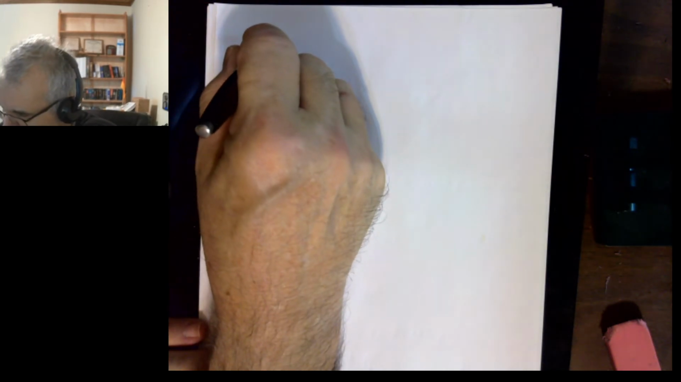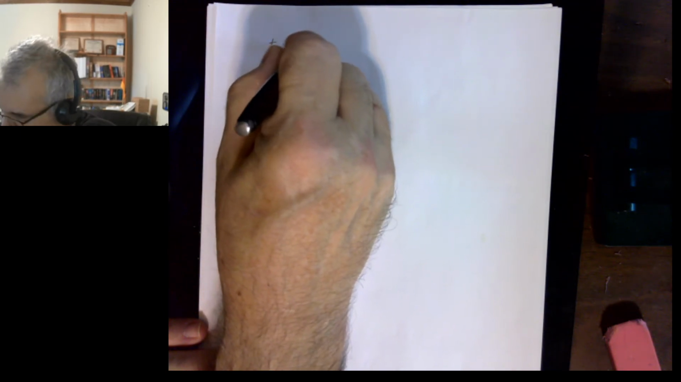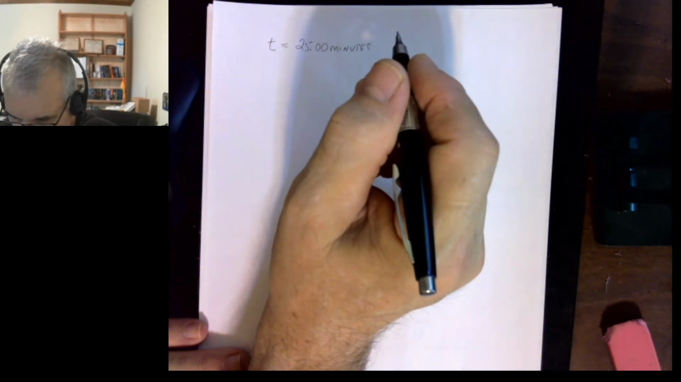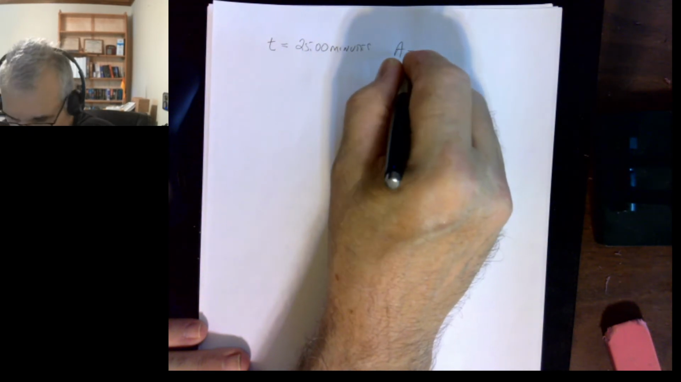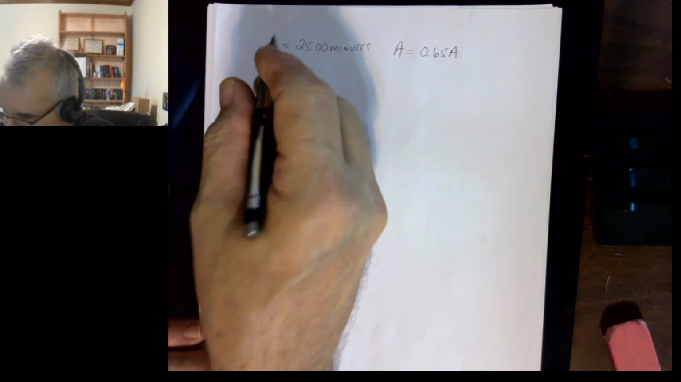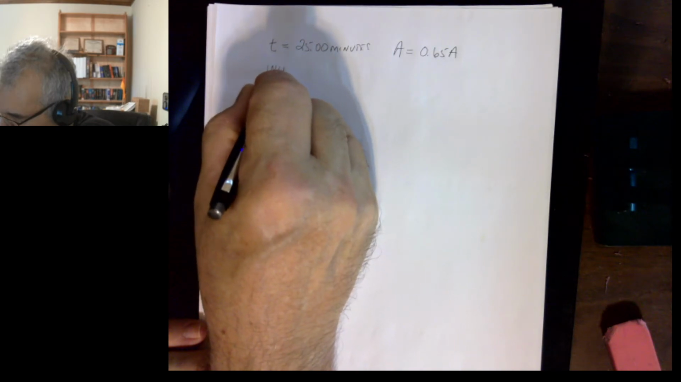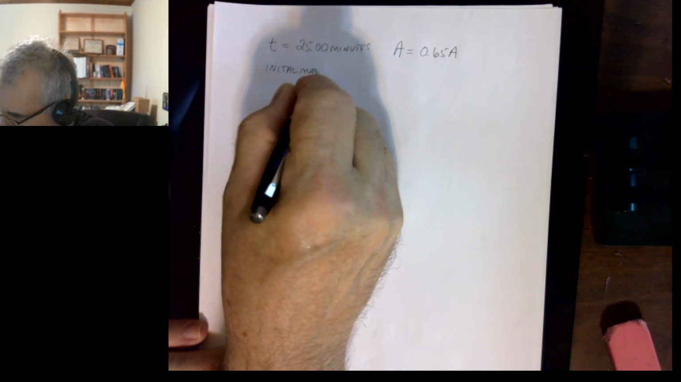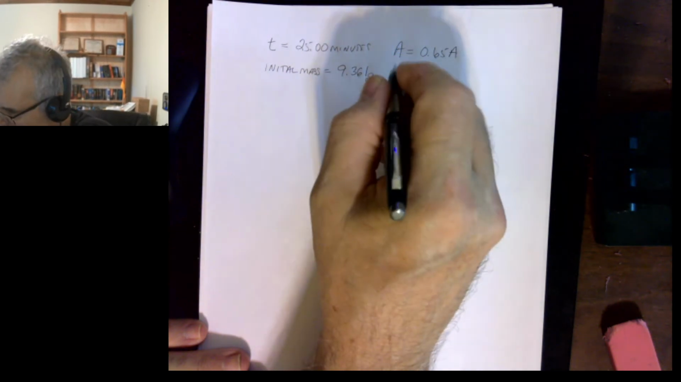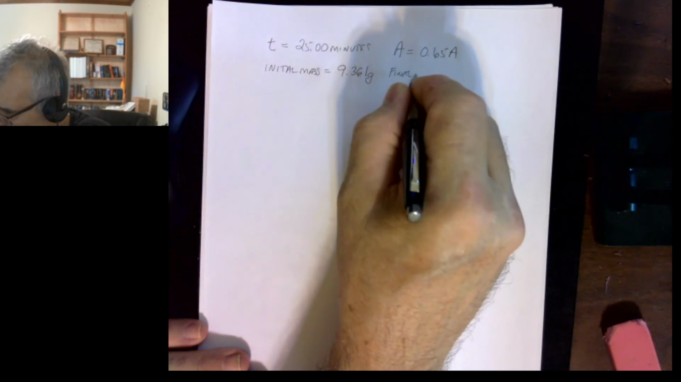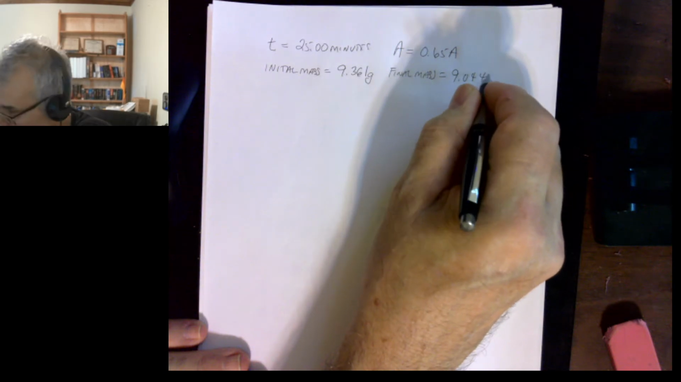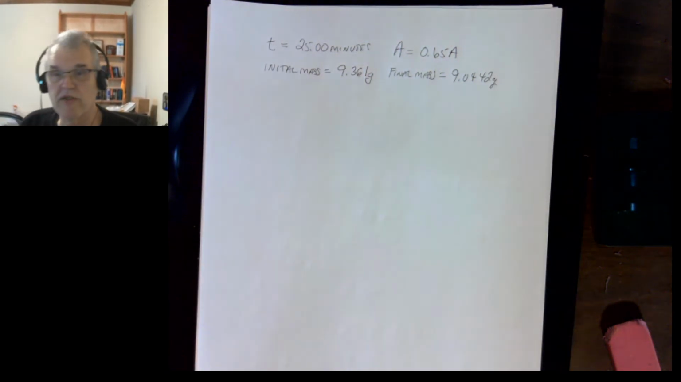And the reaction ran for time equals 25.00 minutes. And the amperage was 0.65 amps. And we found that one of the electrodes' initial mass was 9.361 grams, and the final mass was 9.0442 grams. So did this gain mass or lose mass?